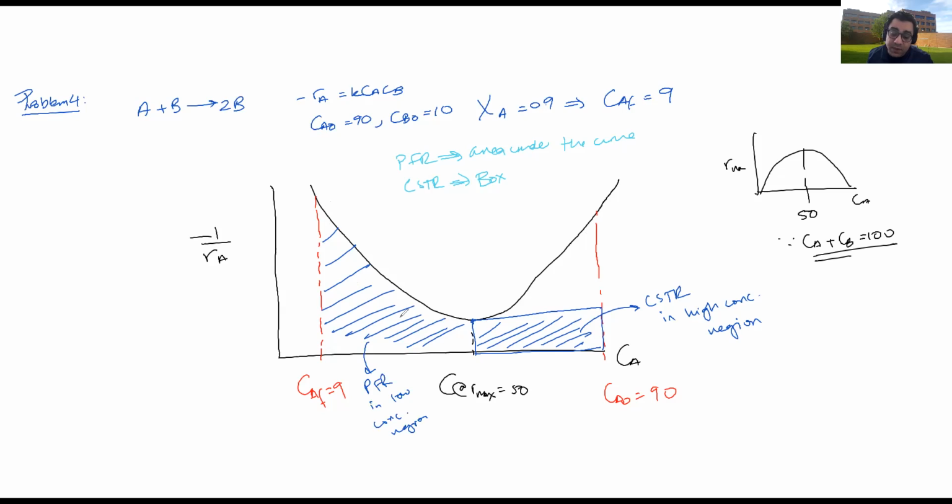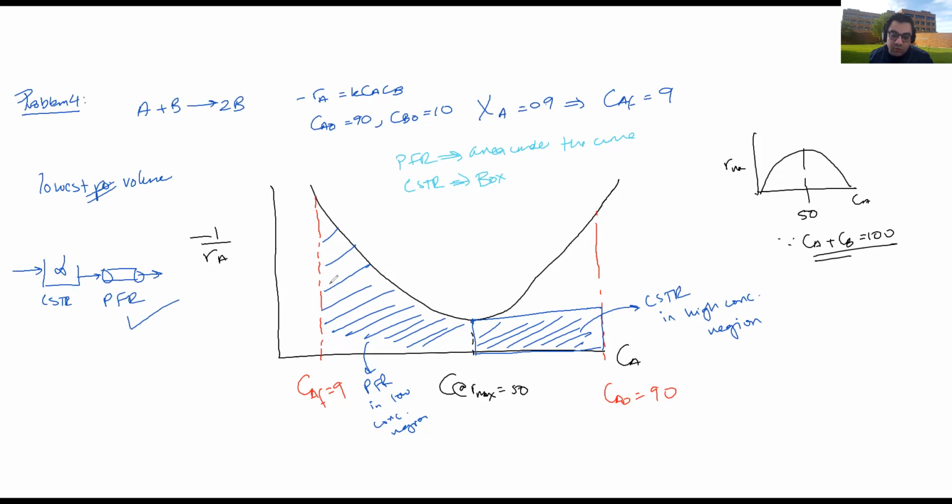However, a combination of a PFR and a CSTR is better than a PFR alone, right? So if I look here, this PFR in low concentration region, CSTR in high concentration region, will be my lowest volume. So my lowest possible volume will be, I'm going to use a CSTR from CA to CR max, and then a PFR here. So I'm going to use a CSTR first, followed by a PFR second. CSTR, PFR, this is the best option here.